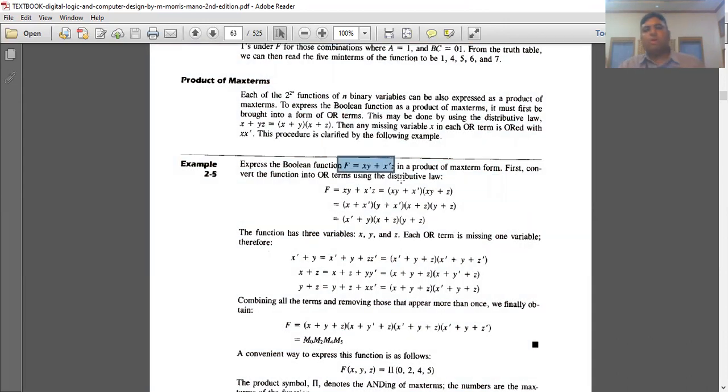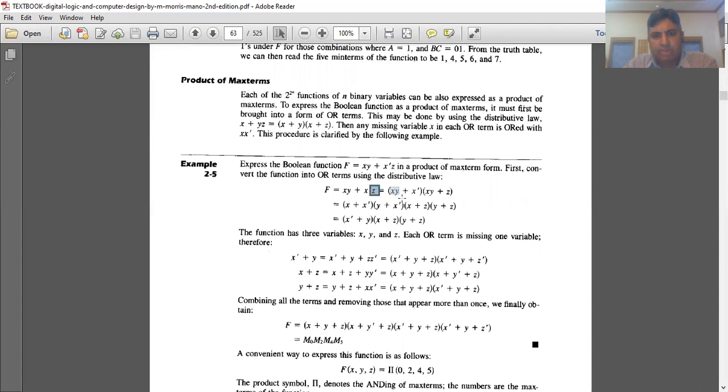We have to convert it into the product of maxterms. First, he's saying to convert the function into OR terms using the distributive law. The distributive law says x plus yz is equal to (x plus y) into (x plus z). So if we consider this as x and this as yz, we can write x plus y and x plus z.